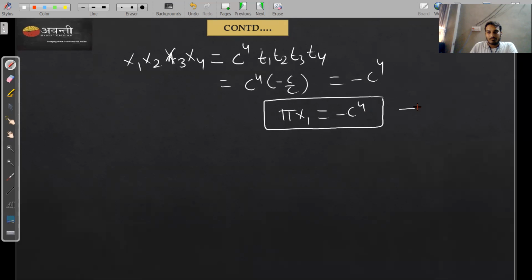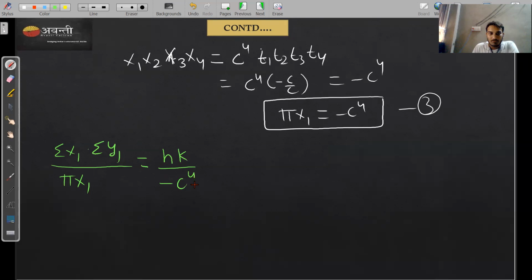So what is being asked in the question? They ask for the summation of x1 times the summation of y1 divided by the product of x1. This is what they ask, right? The summation of x1 is h, the summation of y is k, divided by minus c raised to the power 4.